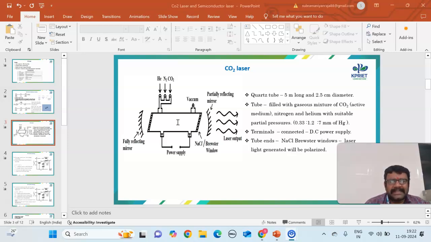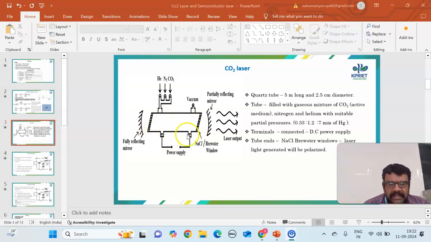Now we are going to look at the schematic arrangement of the carbon dioxide laser. It consists of a quartz tube 5 meters long and 2.5 centimeters in diameter. This tube is filled with a gaseous mixture of carbon dioxide, nitrogen, and helium at suitable partial pressures, from 0.33 to 1.2 to 7 millimeter of mercury. And this is the active medium.